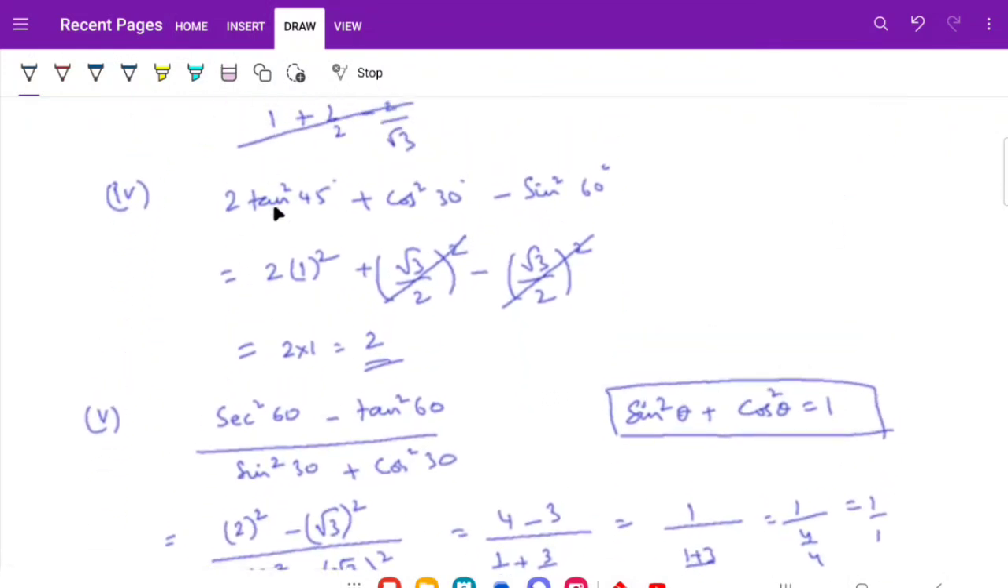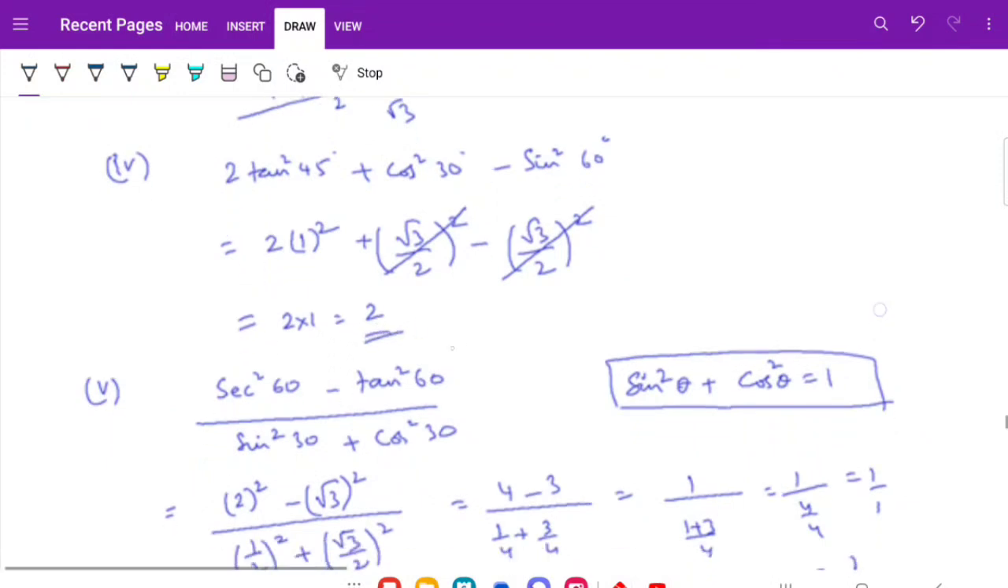Fourth bit here, 2 tan square 45 plus something is given here. So what is tan 45? 1. So 2 you take as it is. Tan square, whatever tan 45 is there, make it square. Tan 45 is 1, make it square. Cos 30 is root 3 by 2. Cos square 30 means root 3 by 2 whole square. Minus sin square 60. So sin 60 is root 3 by 2. Sin square means you have to take whole square. And these two are same with opposite sign. Root 3 by 2 whole square minus root 3 by 2 whole square, cancel. 2 into 1 square. 1 square is 1. 2 into 1 is 2. So we get the answer as 2.